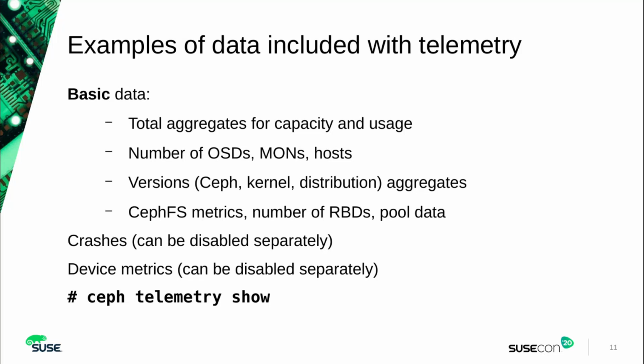How can you actually see and get a better understanding of all the data that is shared? There are so many data points, I cannot review all of them here. Data is divided into 3 different channels. There's a basic data set, which will be the primary focus of this presentation. There's also data that is shared about crashes your cluster has encountered, which is obviously really important for developer metrics, and also device metrics such as device health and SMART data, which is a third channel, and that is not part of this presentation. You can take a look at all the data your cluster would report using the ceph telemetry show command.